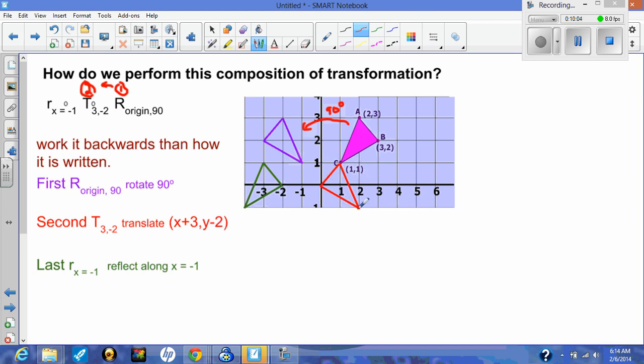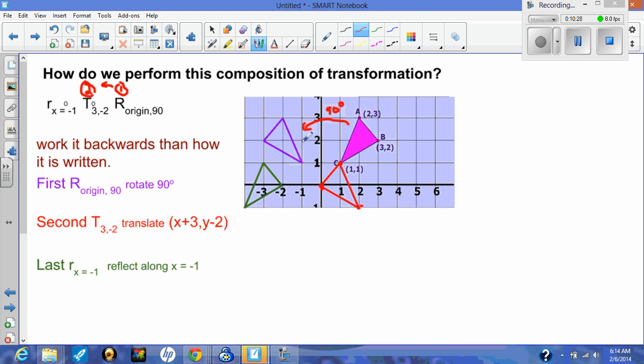He's down here now. 3 to the right, 1, 2, 3, 2 down. Now he's on the same point as the preimage C. 3 to the right, 1, 2, 3, 1, 2. And there is our new image. It's been translated 3 to the right and 2 down.